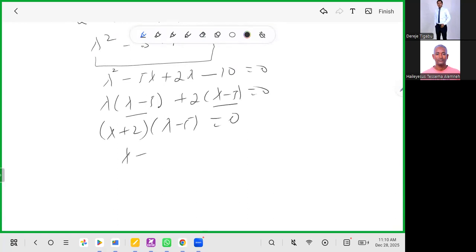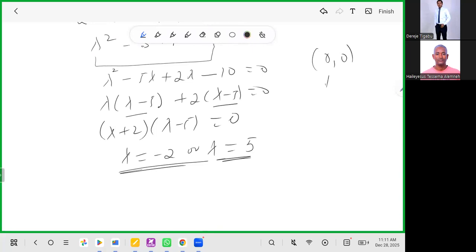So lambda equal to minus 2 and lambda equal to 5 are the two eigenvalues. The equilibrium point is 0, 0. The two eigenvalues are opposite in sign, is that not?